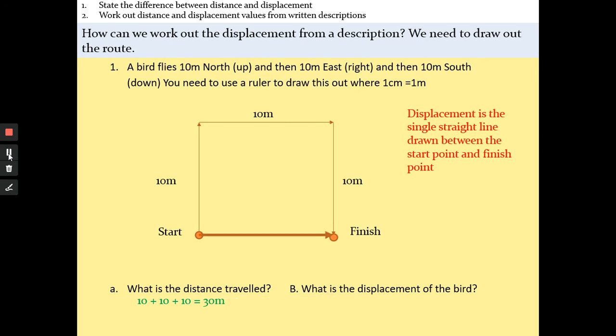So you can see that's going straight across the page in an eastwardly direction. But how long is that line? Well, if we look at it, we've actually drawn a square. It's 10 by 10 by 10 by 10. So my displacement is going to be 10 meters from start to finish point in the easterly direction. So that's 10 meters east.